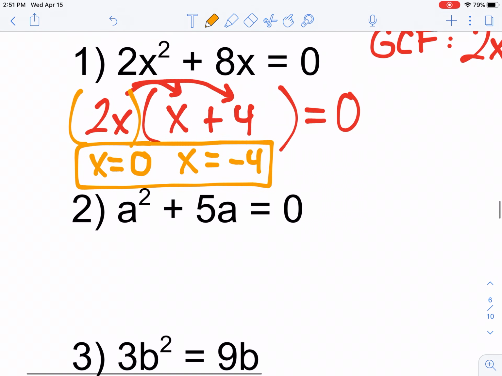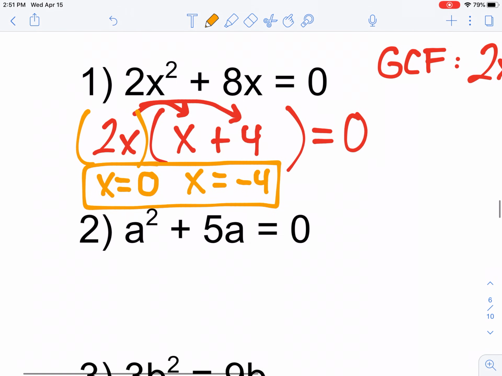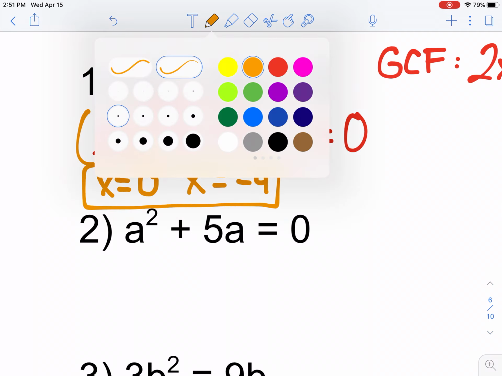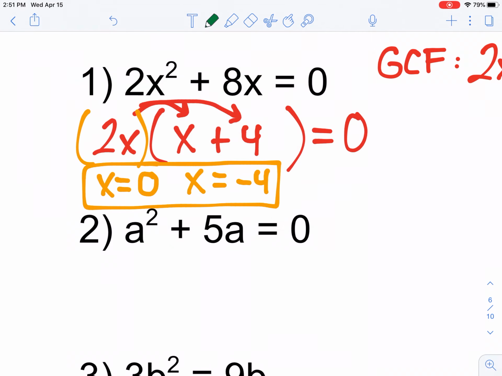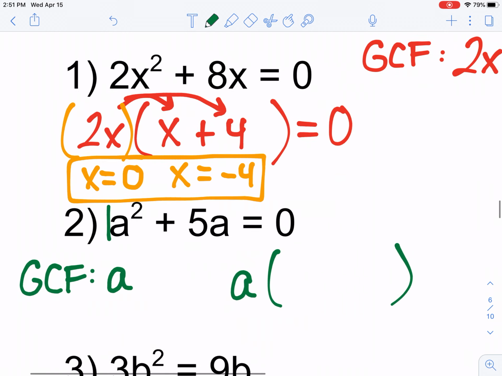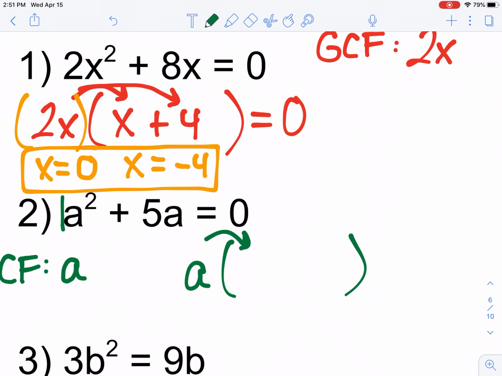Let's try this last one right here, number 2. We'll save the rest. So the GCF of a squared and 5a is going to be, there's no number GCF. There's a 1 and a 5. The GCF is just 1, which really just means you don't even have to write it. The GCF of a squared and a is a. So we're going to write our a on the outside. Then we're going to write on the inside basically what we need to multiply by to get back to a squared. So we're going to need an a there. And then what do we need to multiply by to get back to 5a? We need a 5 there, plus 5.